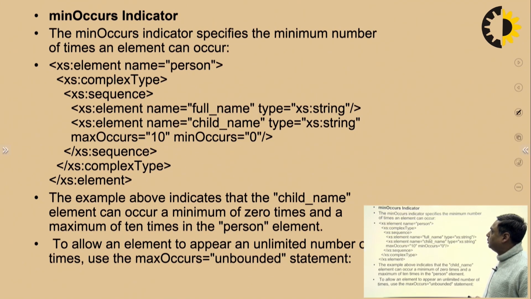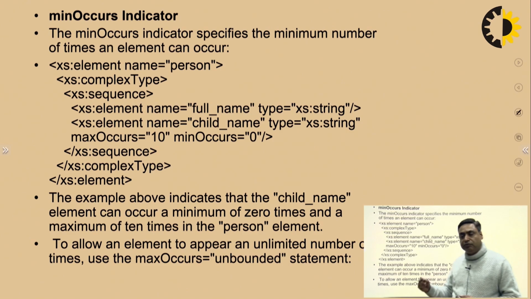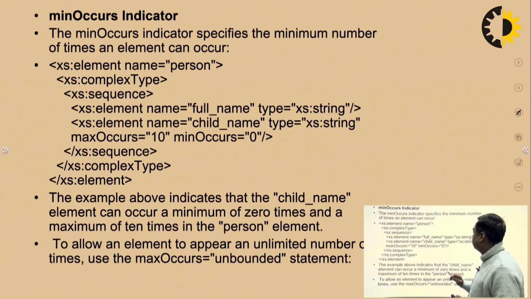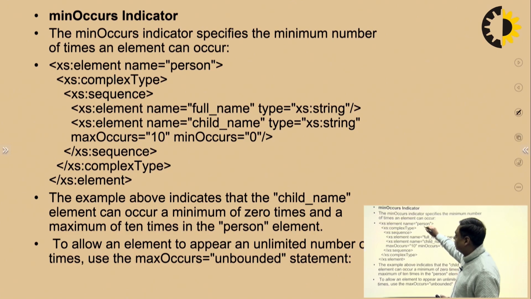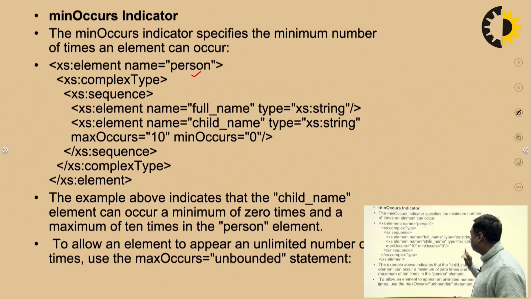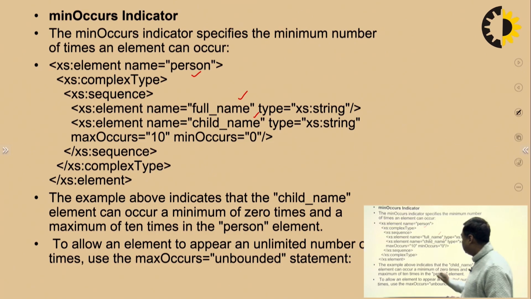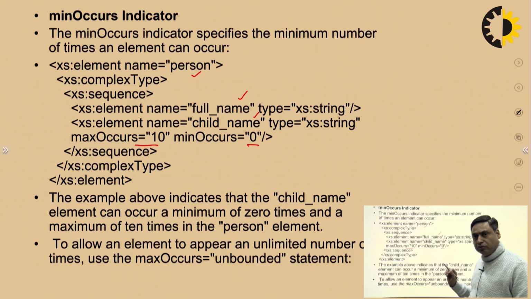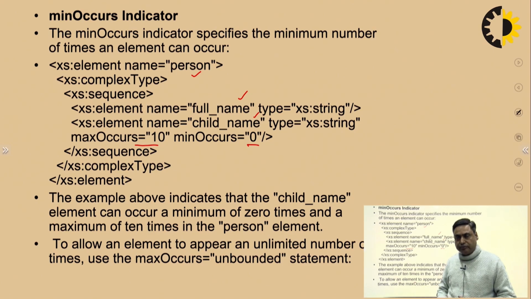Next indicator is min occurs. Min occurs defines the minimum number of occurrences of an element. Here again we have the same example, person is the element, and within the person we have two elements, full name and child name. Here we can set max occurs equal to 10 and min occurs equal to 0. The default value of min occurs is 1, but we have set min occurs equal to 0. It means that it is possible that the child name may not occur. There is no existence of the child name.